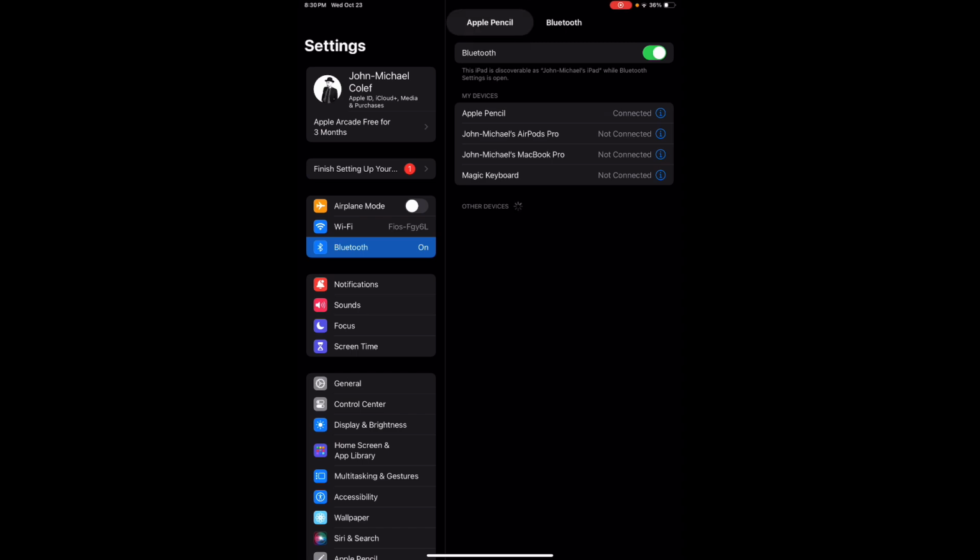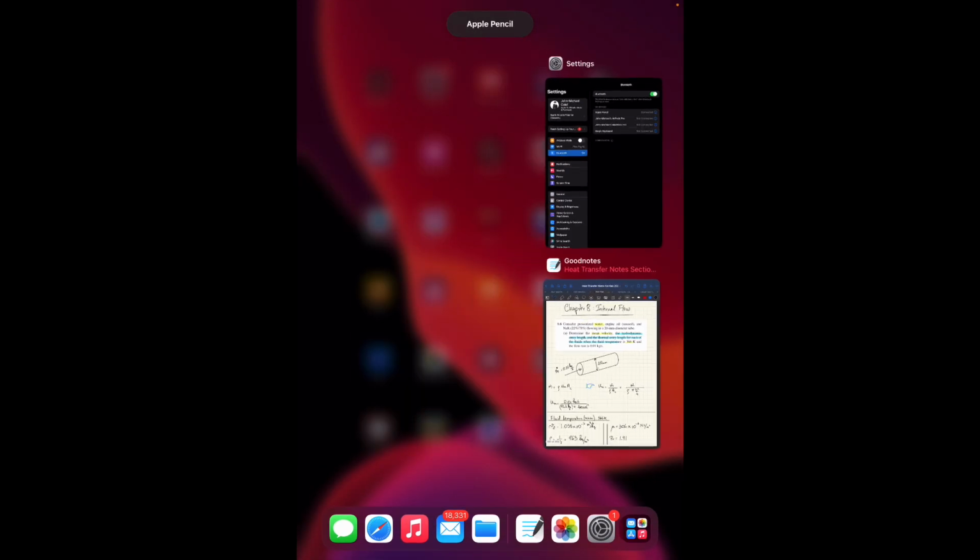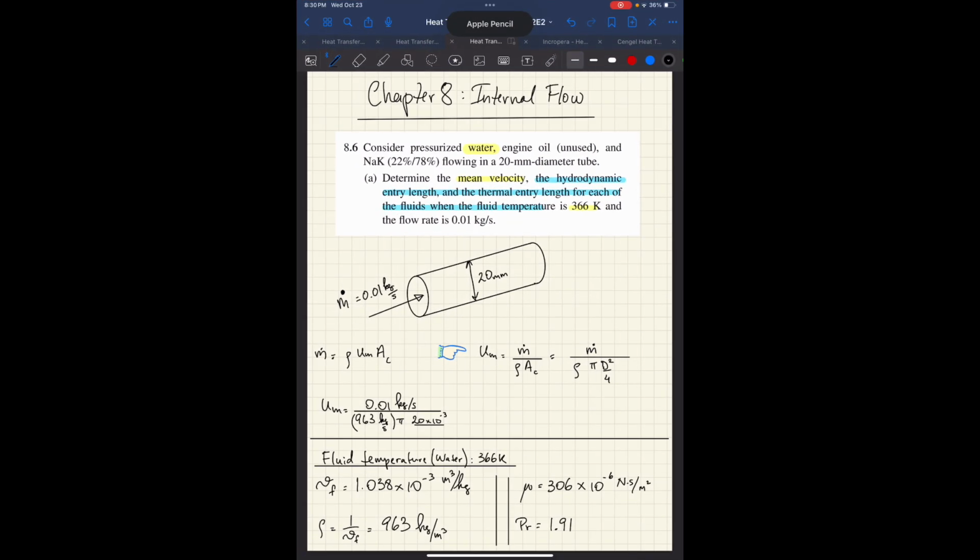I apologize. It seemed like my AirPods randomly connected, and I know when that happens, it's going to mess up the whole audio. So I just wanted to avoid that. Hopefully, it doesn't do it again.